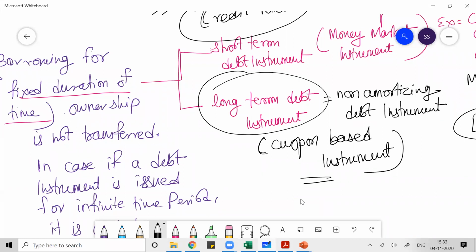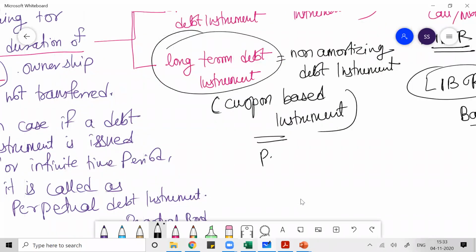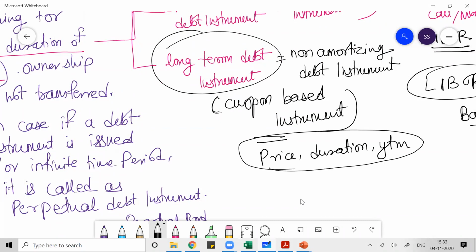So you know about them, and you already know the calculations: the pricing, the price of the bond, duration, YTM, all that I have explained to you. YTM is yield till maturity. Yield means the return, and yield can be of two types: current yield and yield till maturity. Current yield is nothing but the interest divided by the current price, into 100.